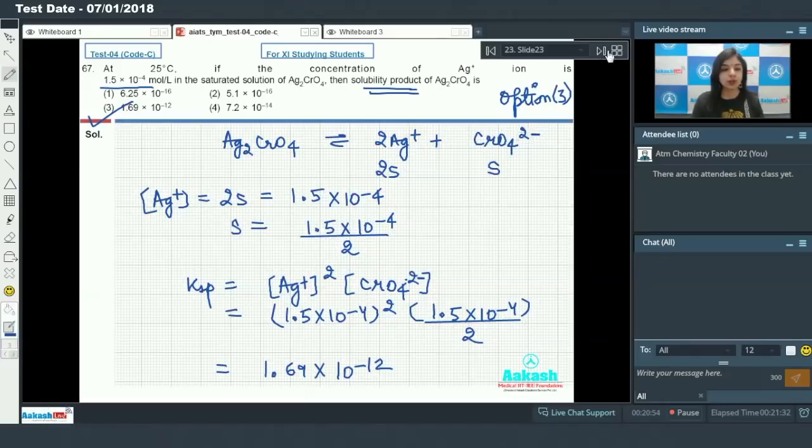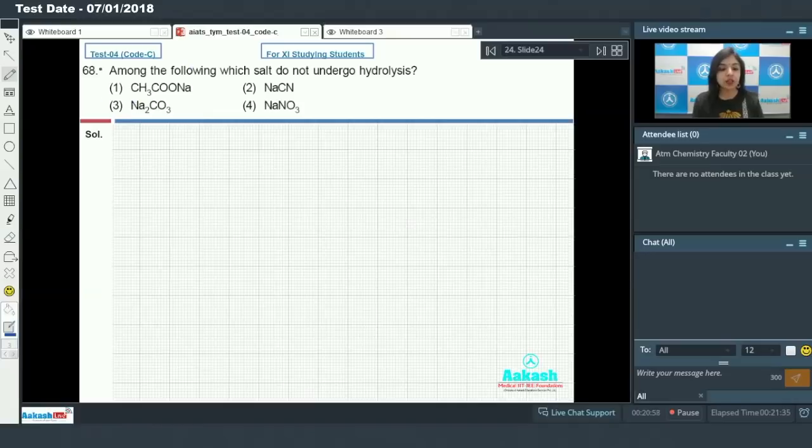Moving on to the next one, we have question number 68. Among the following, which salt doesn't undergo hydrolysis? The salts of a strong acid and a strong base don't undergo hydrolysis, because neither the cation nor the anion undergoes hydrolysis. In the case of CH3COONa, we have a weak acid, that is CH3COOH. So CH3COO minus will undergo hydrolysis. So this is a wrong option.